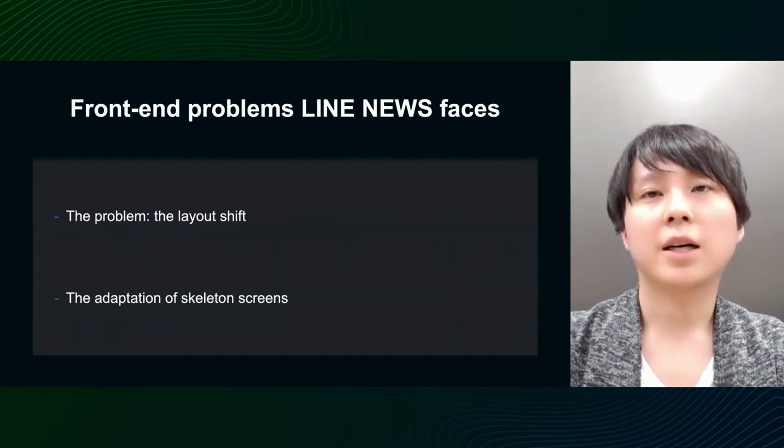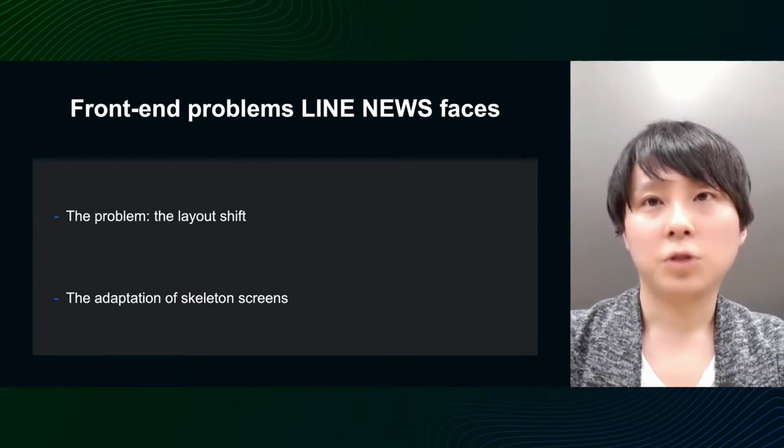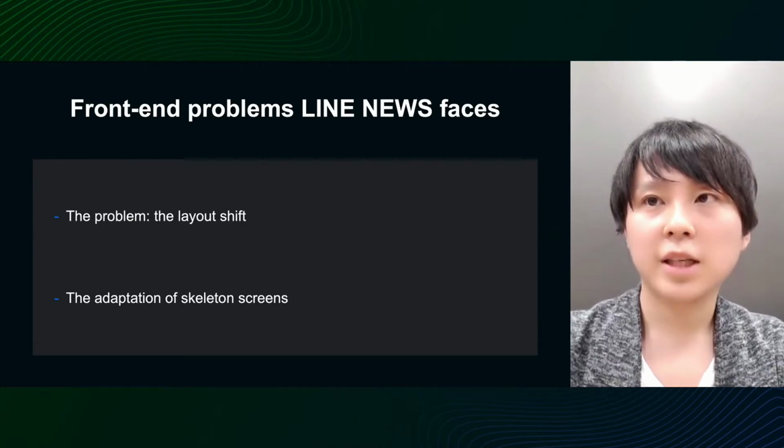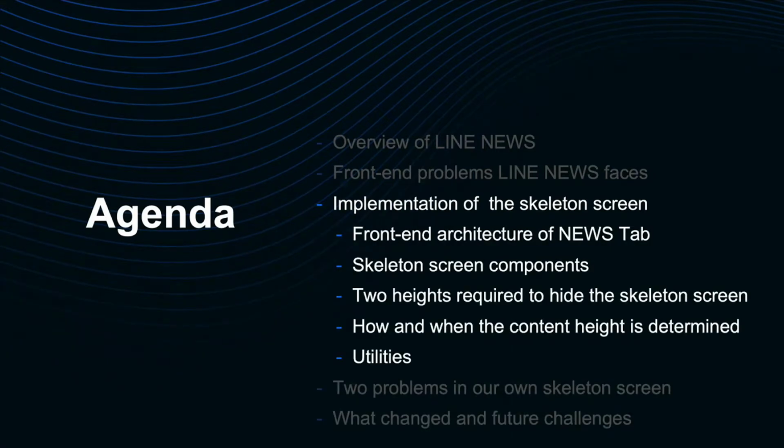So far, I have talked about the problems Line News is facing, the layout shift problem, and the need to introduce skeleton screen as a solution, as well as the need to create our own skeleton screens. The following is a detailed explanation about how we have implemented the skeleton screen in Line News. There are many topics in the implementation of the skeleton screen, so I will discuss it in detail in the following sections.